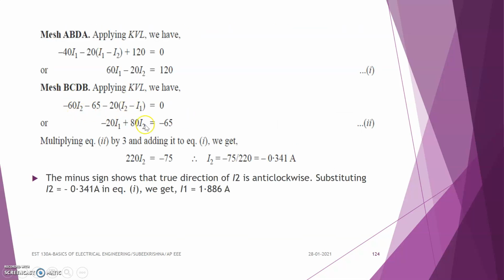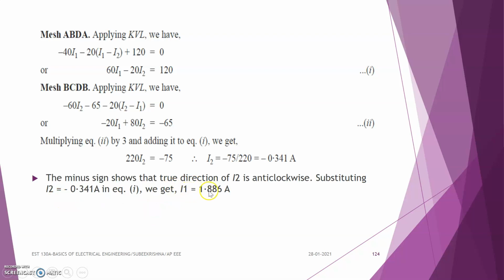On simplifying this equation, we get the final mesh equation for the second mesh: minus 20 I1 plus 80 I2 is equal to minus 65. Mark it as equation number 2. On analyzing these two equations, we get the value of I2 is equal to minus 75 divided by 220, which is equal to minus 0.341 ampere. After getting the value of I2, we can apply this value in either equation and get the value of I1 easily.